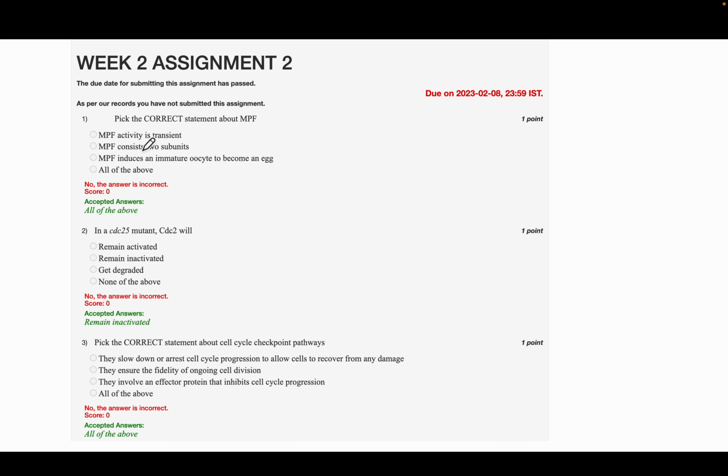So the first question was, pick the correct statement about MPF. So what is MPF? MPF is mitosis promoting factor. The options are, MPF activity is transient, MPF consists of two subunits, MPF induces an immature oocyte to become an egg. So the answer is all of the above, because it is true that MPF activity is transient. It promotes mitosis, so it is mitosis promoting factor. It also consists of two subunits, this is also true. And some experiments, which were also discussed in class, have proved that it can induce an immature oocyte to become an egg. If you microinject MPF factors into an immature oocyte, it will divide.